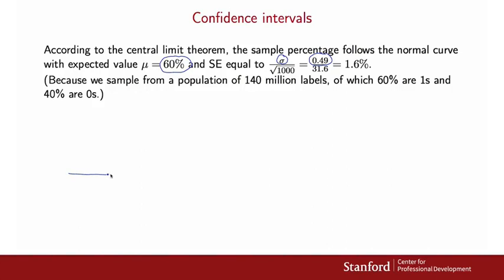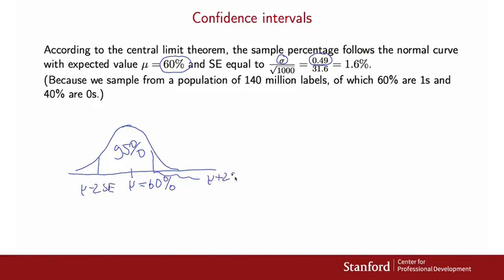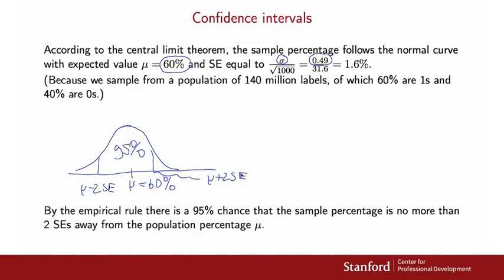So what this means is that there is a population percentage mu, which is 60%. And then if we sample 1,000 voters, the sample percentage will follow the normal curve. And the empirical rule says if we go 2 standard errors each way, then there's a 95% chance that the sample percentage will be somewhere in that range. So we know that there's a 95% chance that the sample percentage is no more than 2 standard errors away from the population percentage mu.